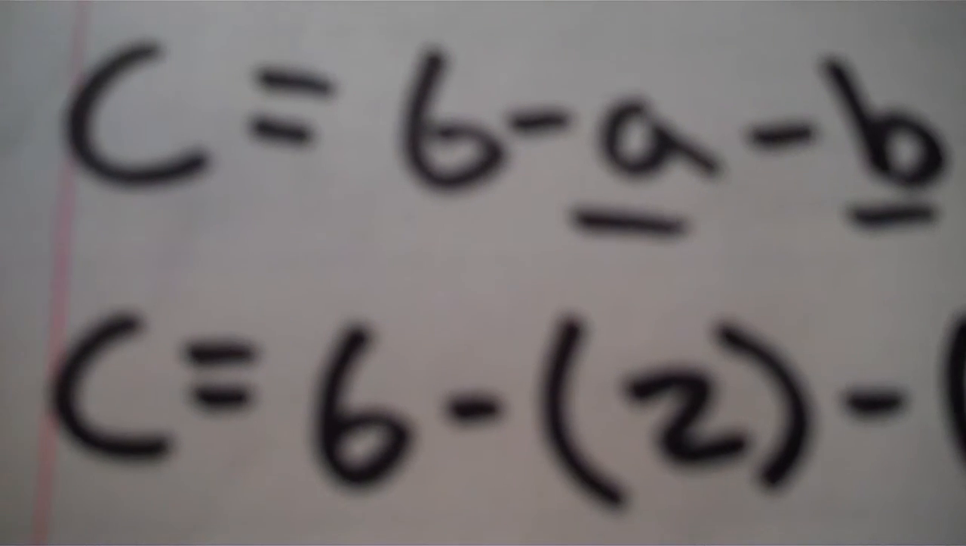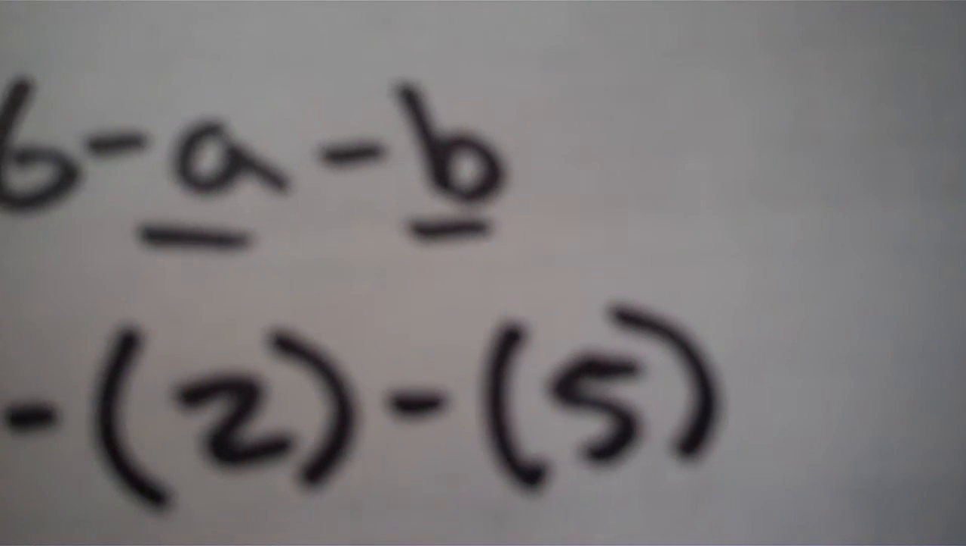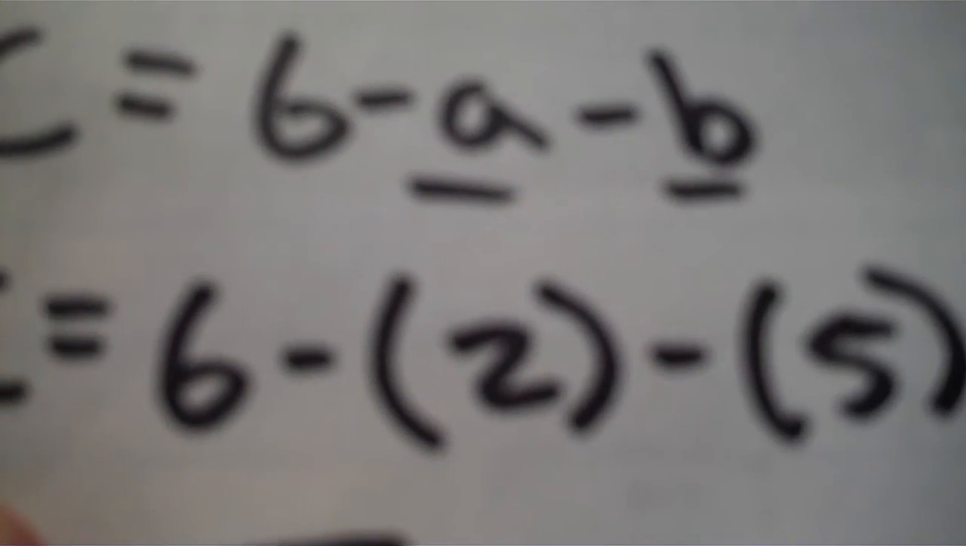So now we know what a and b are. Then we can take that same c equation that we had earlier, c equals 6 minus a minus b, and we know what a and b equal. So we can plug those in to figure out what c is. We get c equals 6 minus a, or 2, minus b, or 5. After we subtract all those numbers, we get c equals negative 1. So now we know what all three variables are, a, b, and c. They are 2, 5, and negative 1.